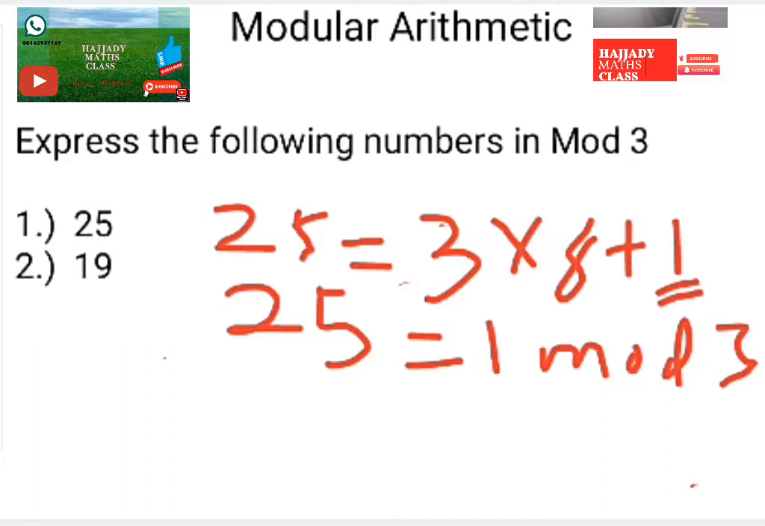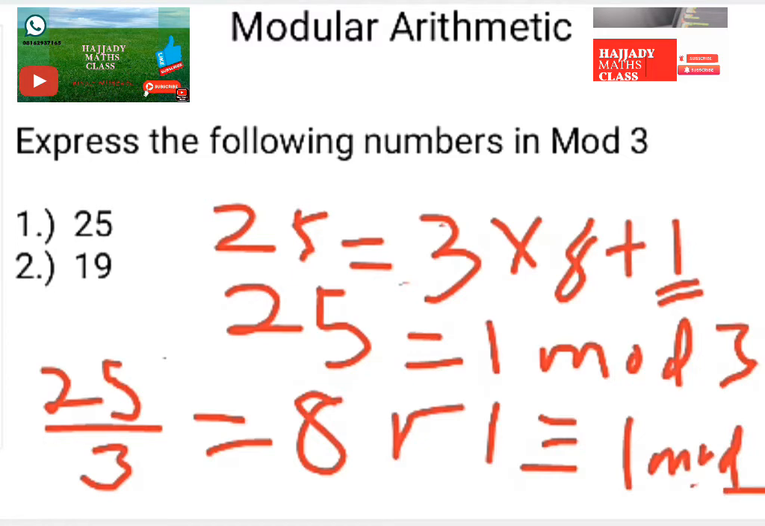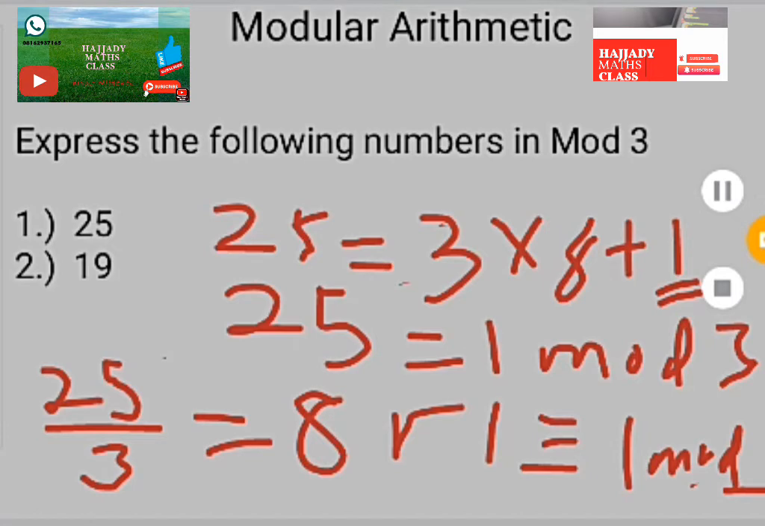Alternatively, you have 25. You want to express this in mod 3, you can say divided by 3. How many 3s can we see in 25? We have 8, remainder 1. So that shows that this is equivalent to 1 mod 3. I hope you understand the first example. Thank you. So the same step will be adopted for the second example.